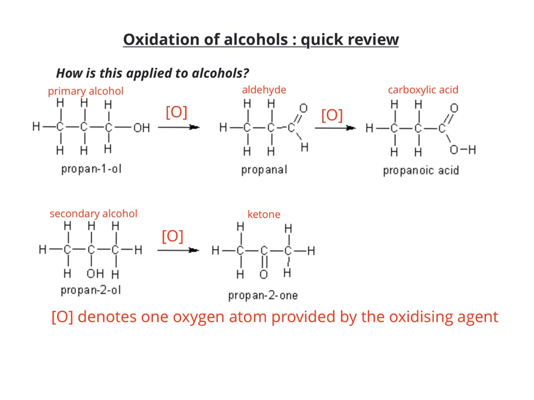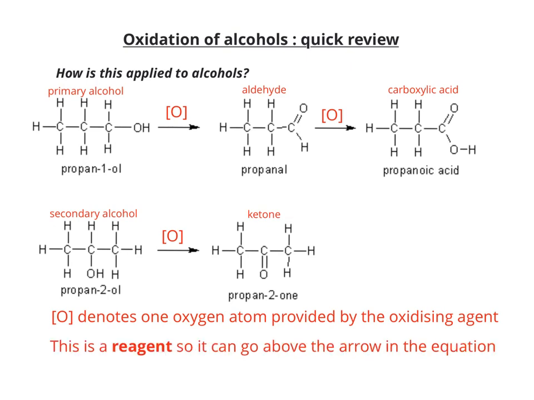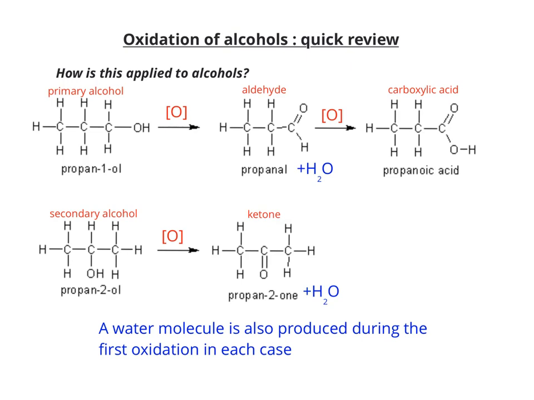When we have an oxidizing agent, we put it in as an O in square brackets. And because this is a reagent, it can go above the arrow in the equation. You might also spot that it's not entirely balanced in places. For example, going from propan-1-ol to propanal, you're removing a water molecule. So in the first oxidation in each case, you'll also get a water molecule produced.